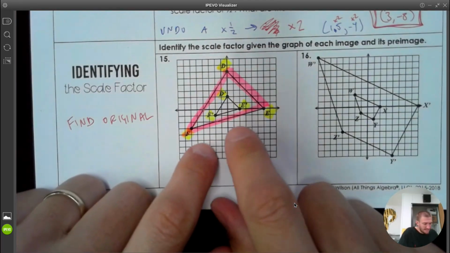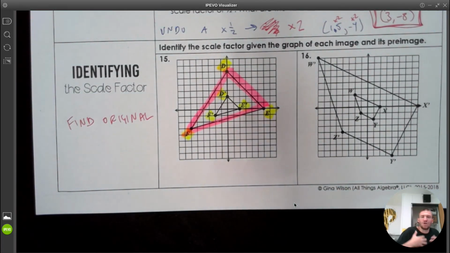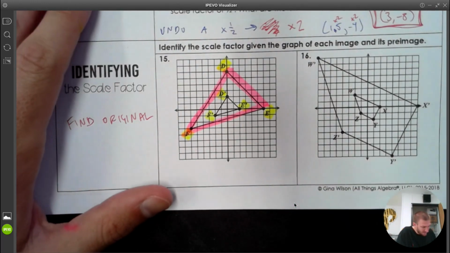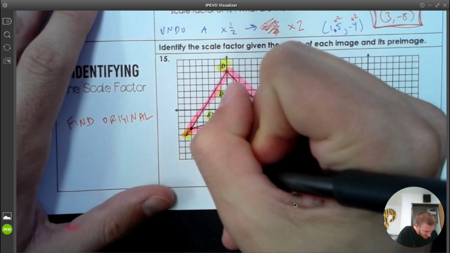So how much did this pink shape grow or shrink? How much did it expand or shrink? Okay, this is clearly a shrink.